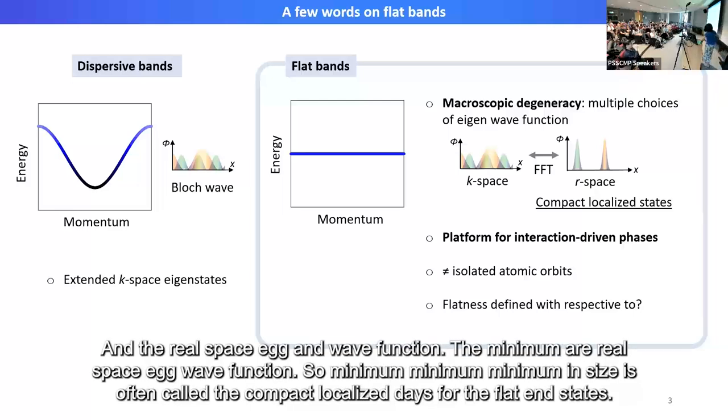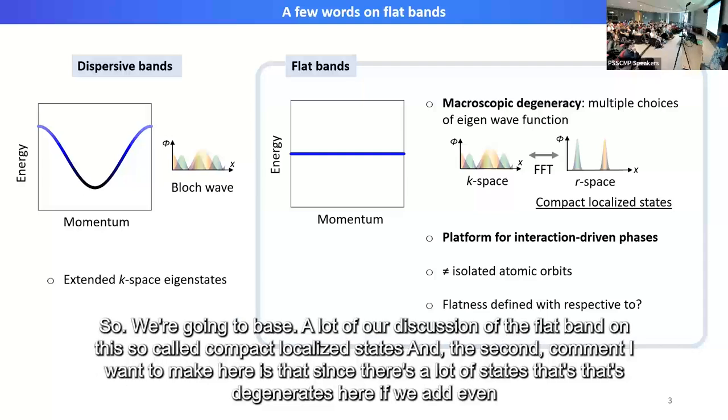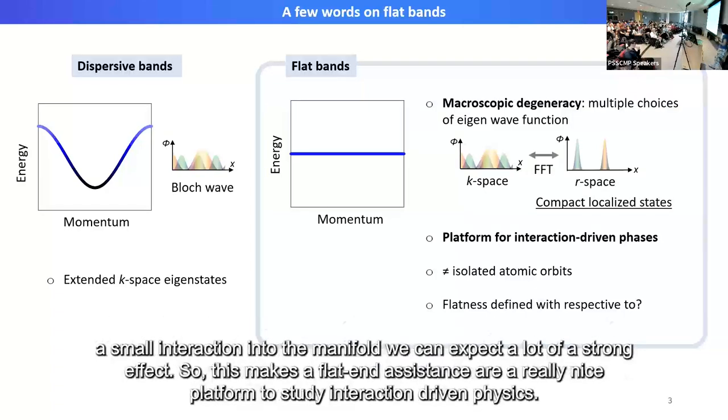And the real space eigen wave function, the minimum real space eigen wave function, so minimum meaning minimum in size, is often called the compact localized states for the flat band states. So we are going to base a lot of our discussion of the flat band on these so-called compact localized states. And the second comment I want to make here is that since there are a lot of degenerate states here, if we add even a small interaction into the manifold, we can expect a strong effect. So this makes flat band systems a really nice platform to study interaction driven physics.